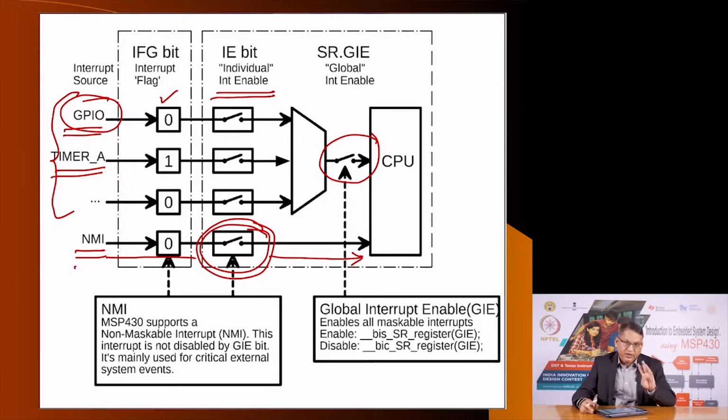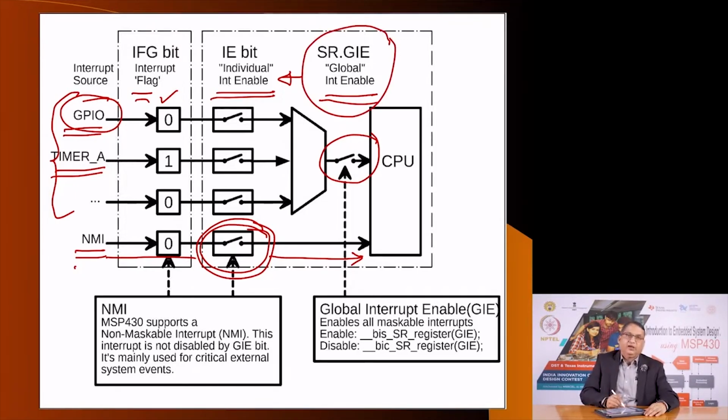So, there are 3 aspects: the interrupt flag register, individual interrupt enable bits, and a global interrupt enable. For all the maskable interrupts, you have to deal with all these 3 parts. For the non-maskable interrupt, you do not have to deal with the global interrupt enable, you only have to deal with the fact that the non-maskable interrupt should generate an event and then it should be enabled, then it would reach from here to the CPU.